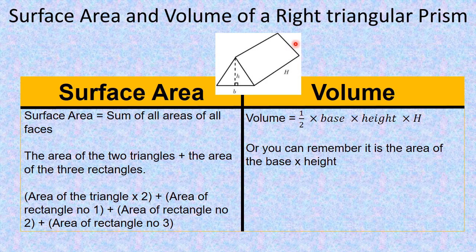And then this triangular prism is also made up of 1, 2, 3 rectangles, 2 on each side and 1 lying there at the bottom. Okay, and we're going to have a closer look as to how we work it out. But basically what you can remember as the surface area is the area of the triangle times 2 plus the area of rectangle number 1 plus the area of rectangle number 2 plus the area of rectangle number 3.